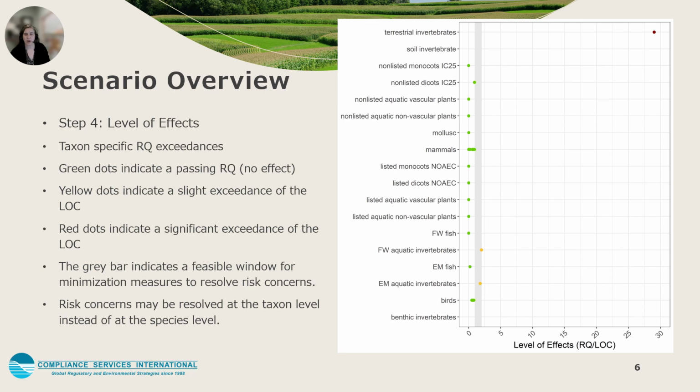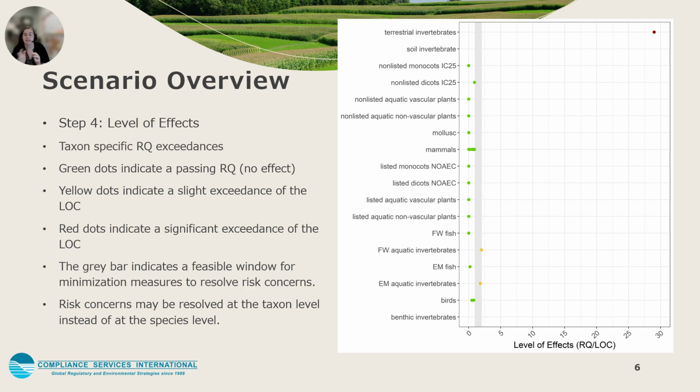Providing a little bit more information for the scenario overview, we move into step 4, which is the level of effects. And I know it feels like we've skipped step 3, but we will come back. So we move into the level of effects, and this is where we've seen the biggest change in AMPS from earlier versions, and where we've done a good bit of refinement into the approach and this step in particular.